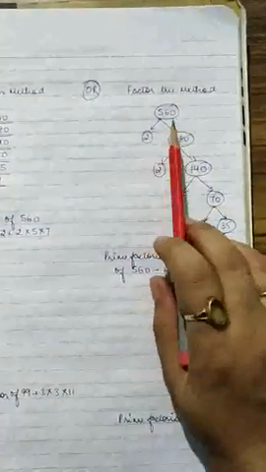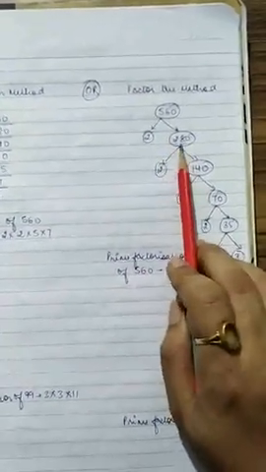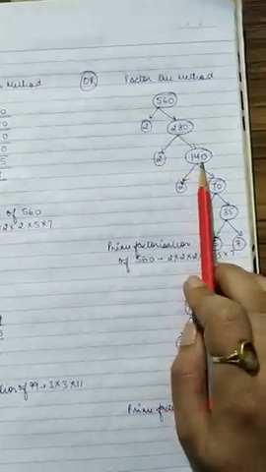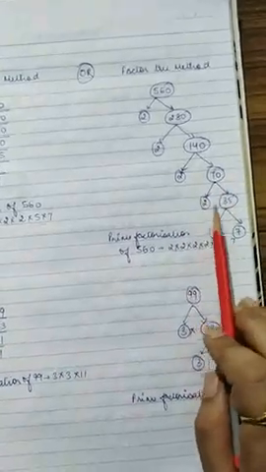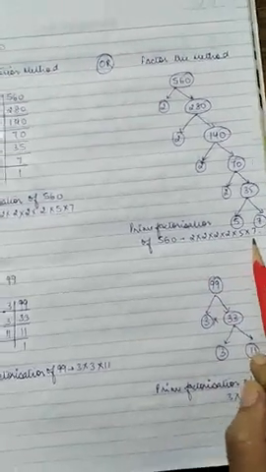Similarly here, factor tree method, 560 is 2 into 280. Then 280 can further be divided. So 2 arrows, 2 into 140. It can further be divided. 2 into 70. Then 2 into 35, then 5 7s. Similarly, you can write over here.